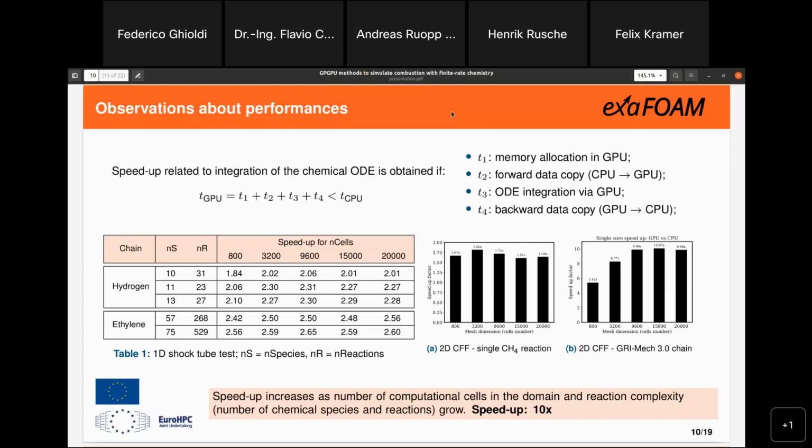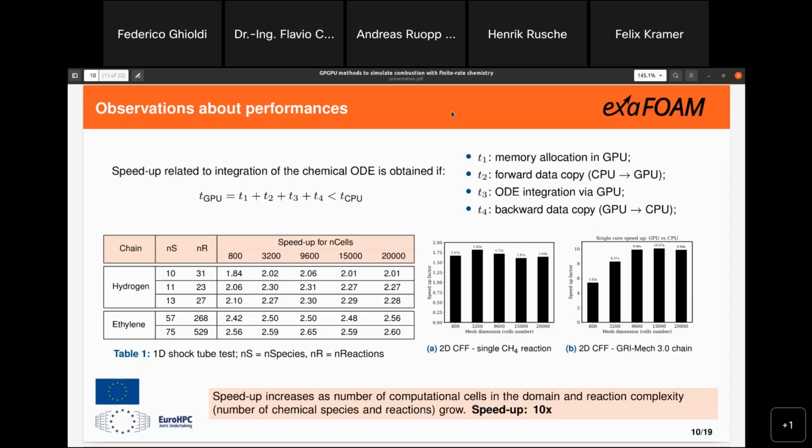Okay? Whenever you instead rely on the GPU, you need to add to the overall calculation, to investigate what the performance is, the time taken to allocate the memory, to copy the data from the CPU to the GPU, and vice versa. And then of course the time taken to perform the actual ODE integration.